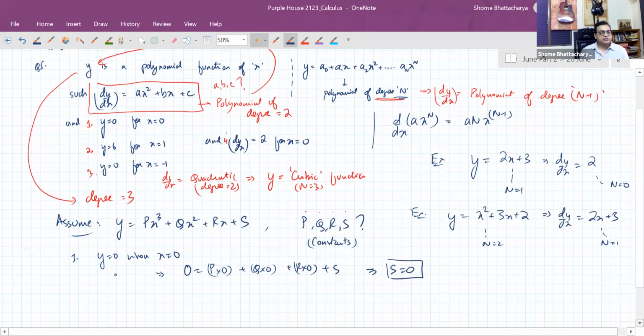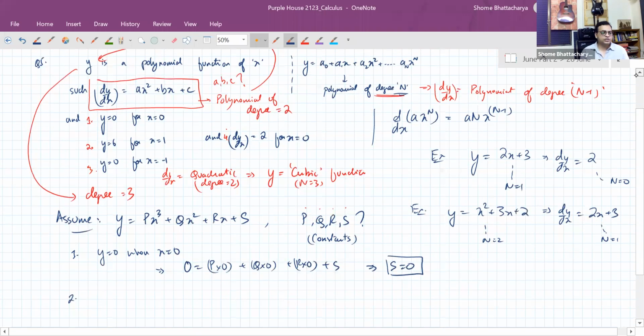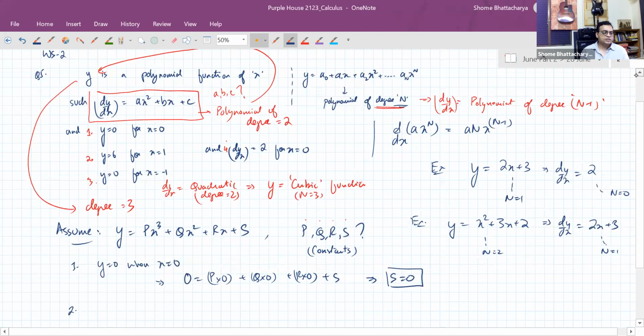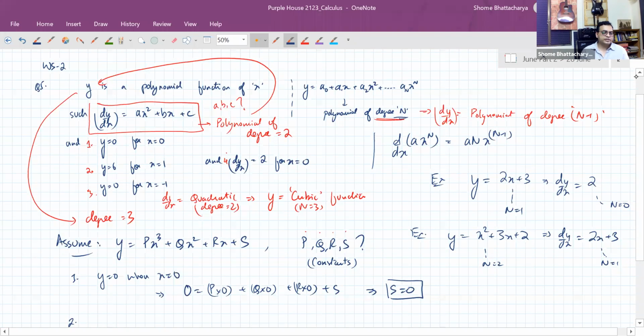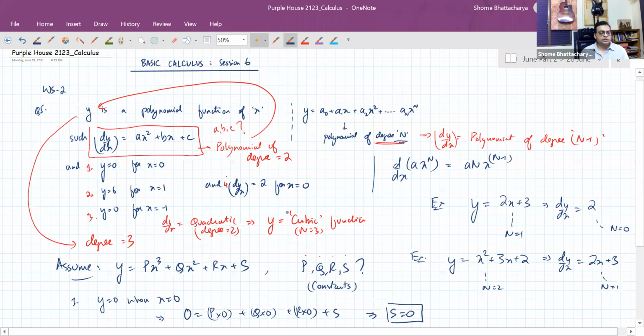Then similarly use the second. Yeah, so this is how you have to proceed actually. Just like I have substituted the first condition here, like that you yourself substitute the second, third, and fourth condition also, and try to find out the unknown quantities. Okay.